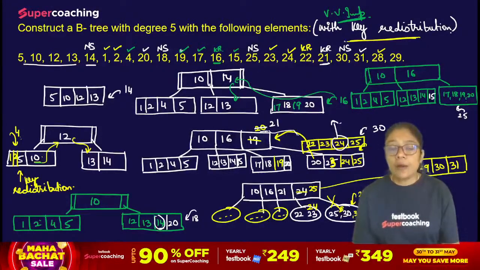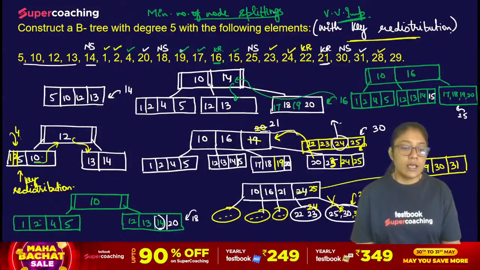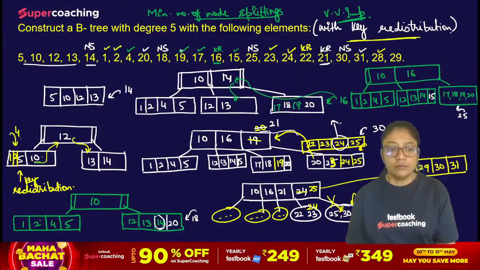So you have to use this concept if it is asking for the minimum number of node splittings. That means we have to use the concept of key redistribution. Is this clear? Yes? Guys, quickly give me the confirmation.